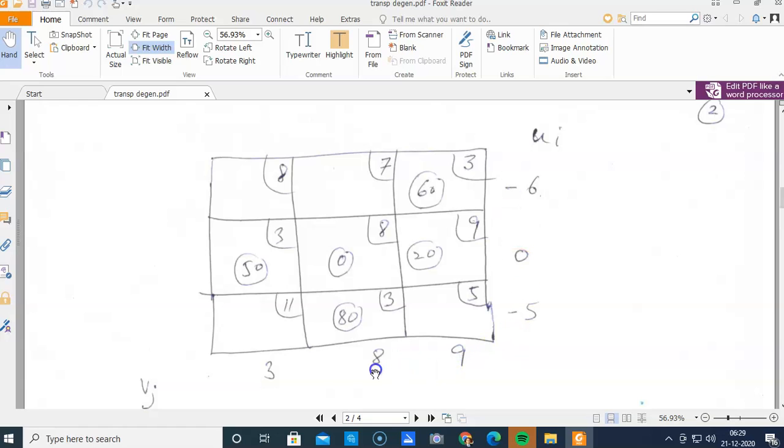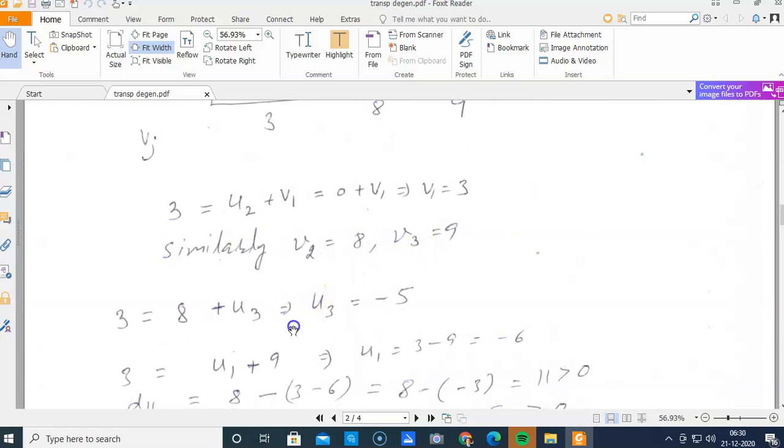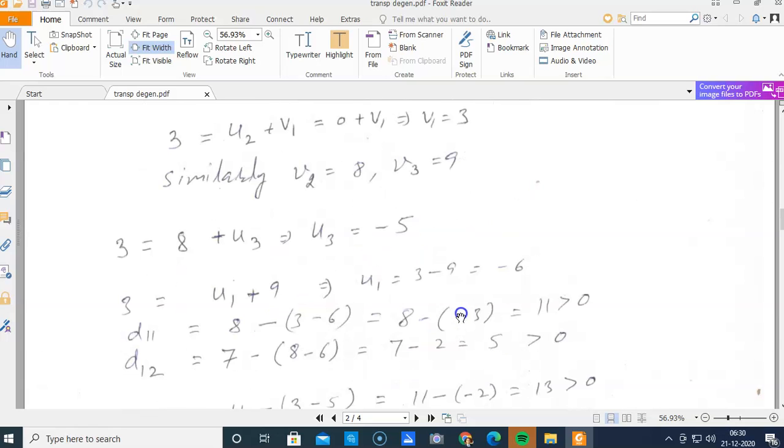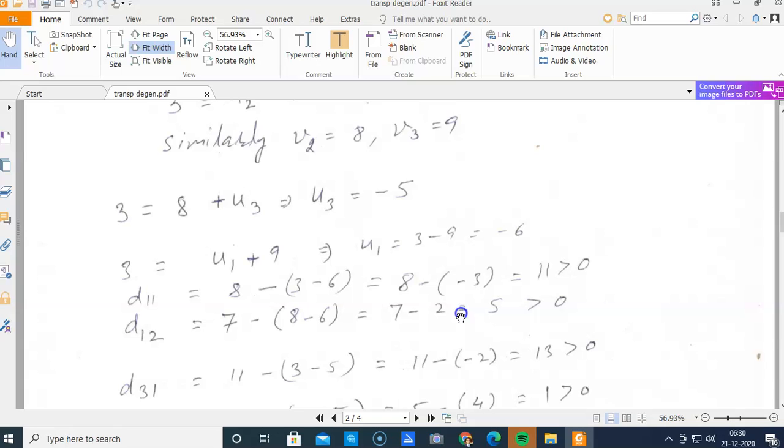So for finding u3, we can use this. This is an occupied cell, and here v2 is this. So 3 is equal to 8 plus u3. From this we get u3 is equal to minus 5. Similarly, we find u1 is equal to minus 6. I have done some computations here, you can see, and this will help you to learn all this.